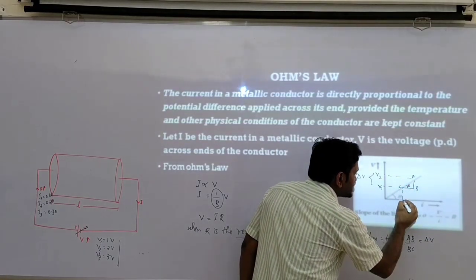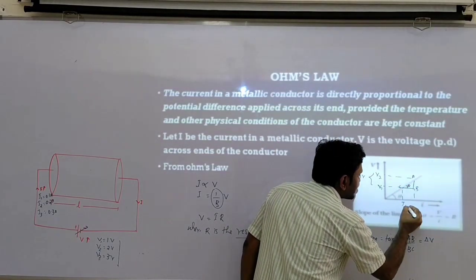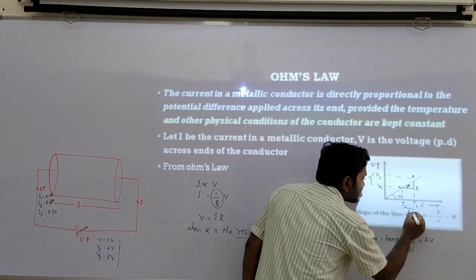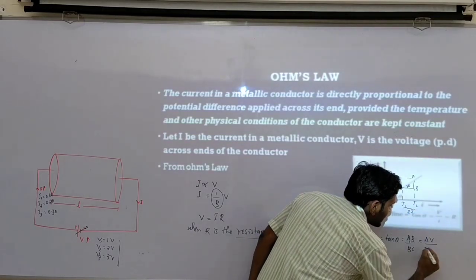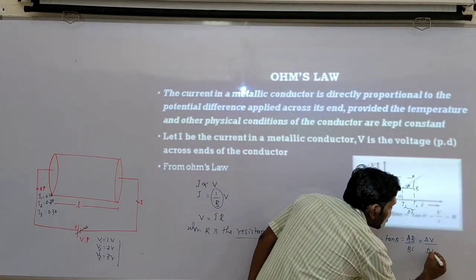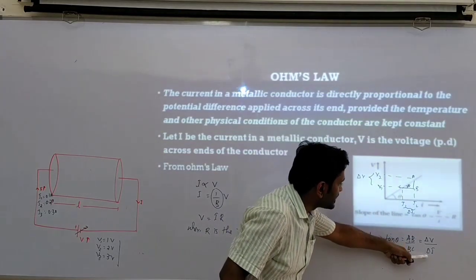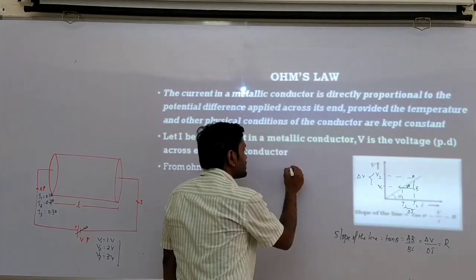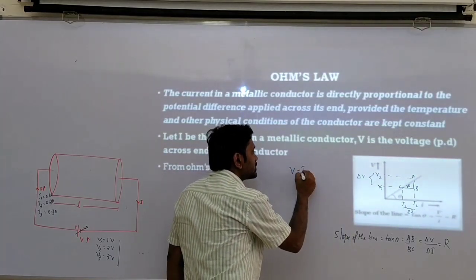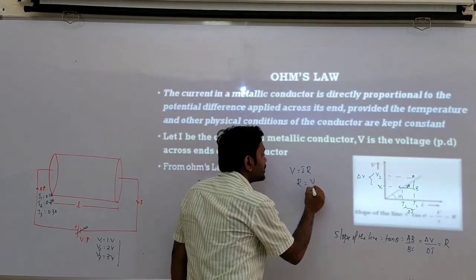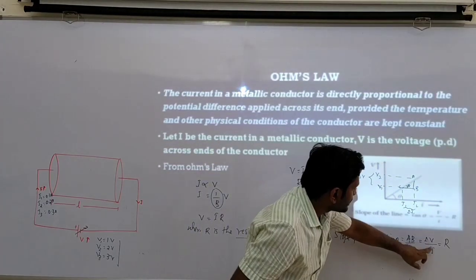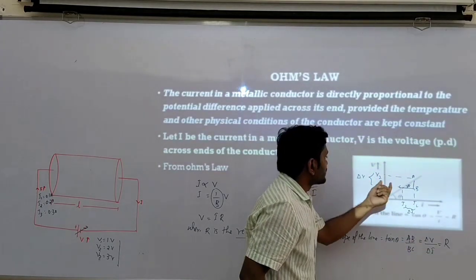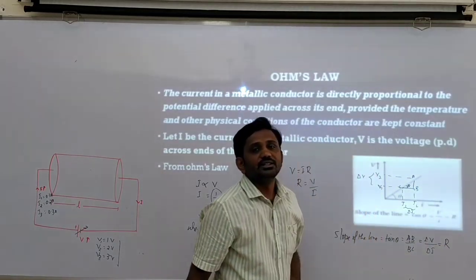Then BC is represented by taking I1 and I2. That is, I2 minus I1, we can take it as delta I. So dividing by BC, it is delta I. Here delta V divided by delta I gives R, because from Ohm's law we already know that V is equal to IR, or R is equal to V divided by I. That's why delta V divided by delta I is equal to R. It means the slope of the graph represents the resistance.